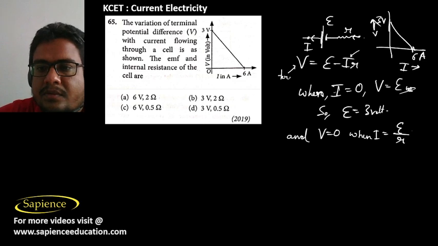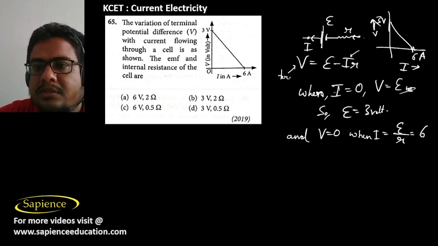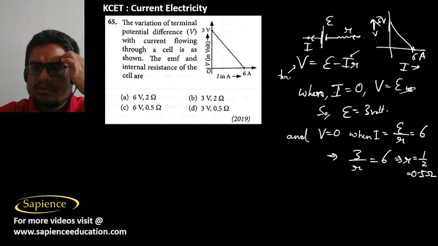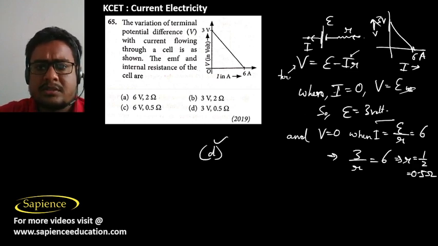V is equal to 0 when I is equal to E by R, that is 6 ampere. So now E is 3 volt, 3 by R is equal to 6. So R is equal to half, 0.5 ohm. 3 volt and 0.5 ohm. So option D is the correct answer.